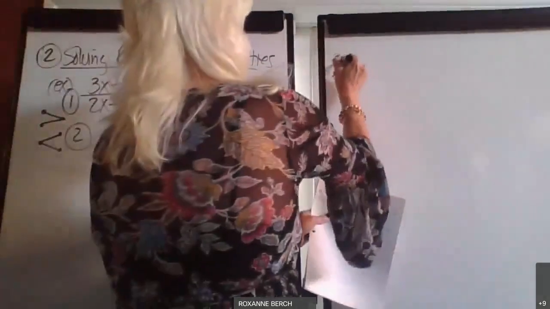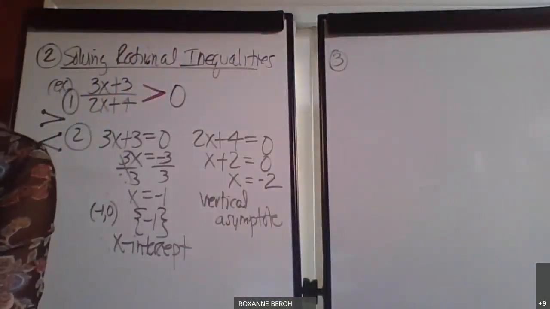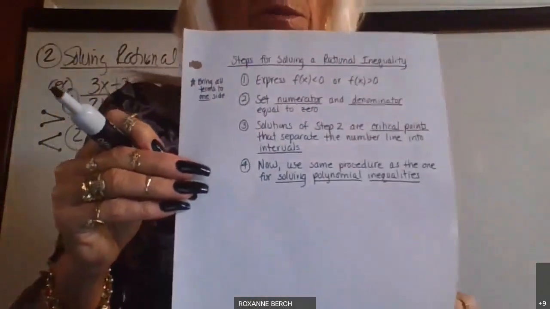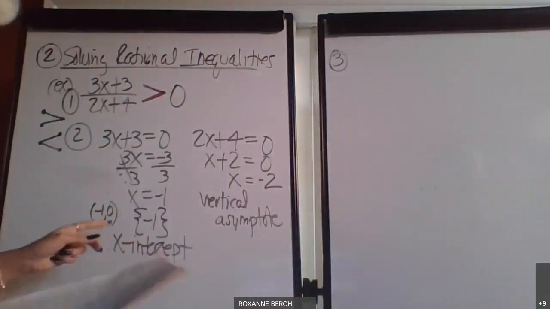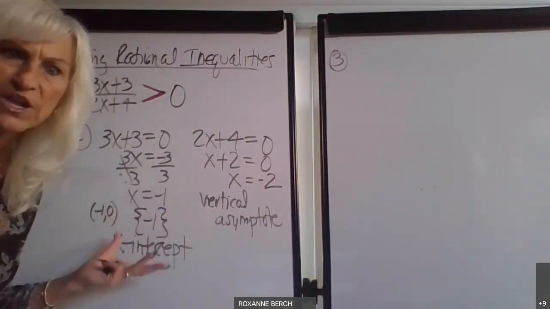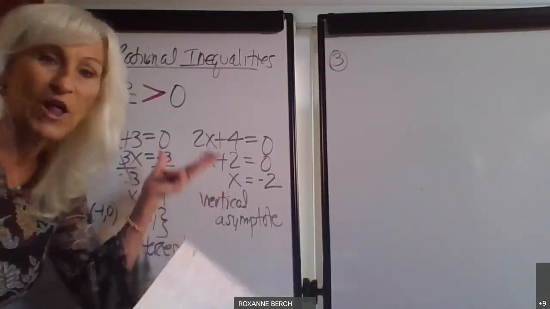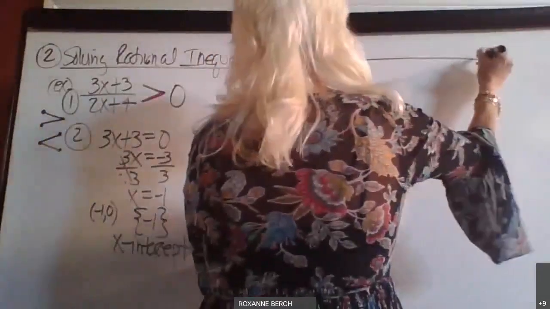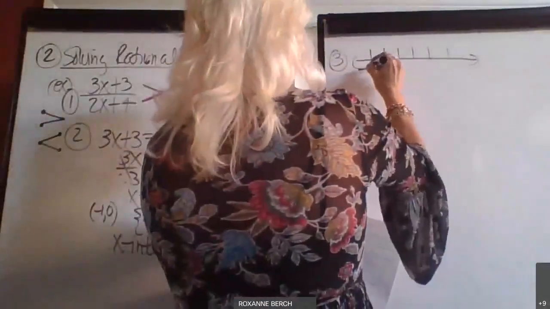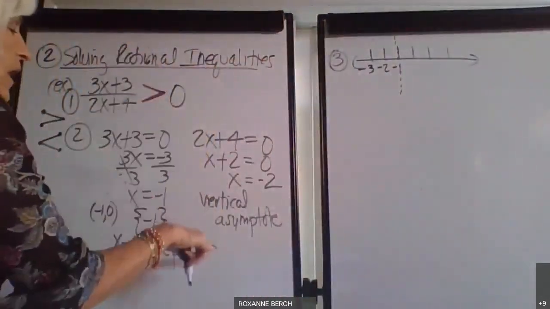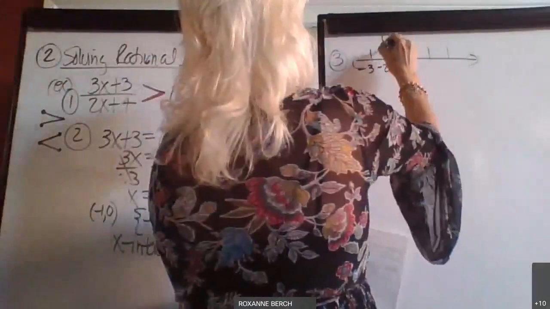So now in step number 3, like we did with the polynomials, we're going to do the critical points. So remember our critical points? Well, now not only are we using the solutions, we're using the vertical asymptote for our critical point. Crazy, right? So watch. I'm going to put a critical point at -1. That is not an asymptote, by the way. And we're going to put a critical point at -2. So they're kind of close together.